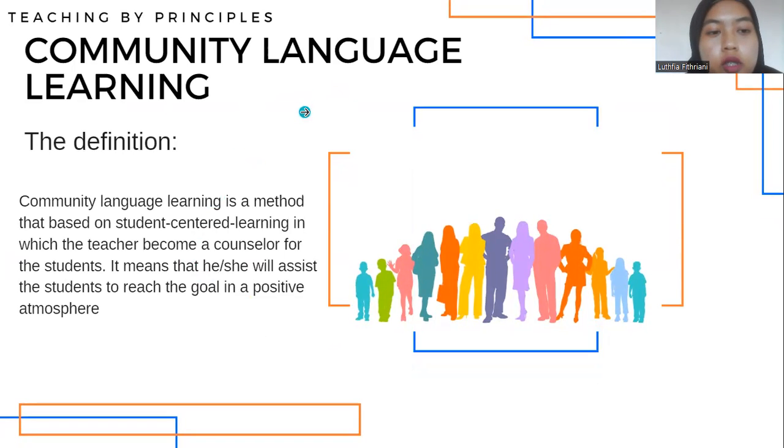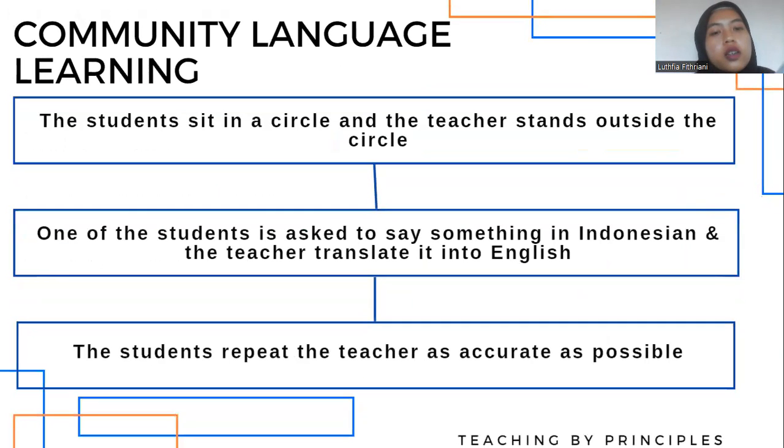What is community language learning? Community language learning is a method that is based on student-centered learning in which the teacher becomes a counselor for the student. So it means that the teacher will assist the student to reach the goal in a positive atmosphere. Here is an example of the implementation of community language learning in the classroom.